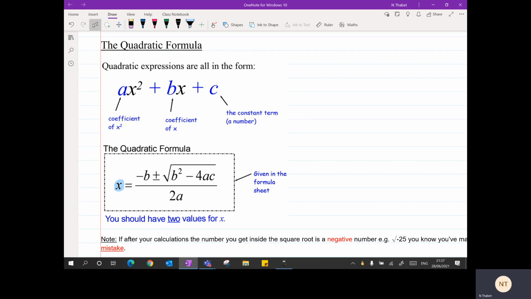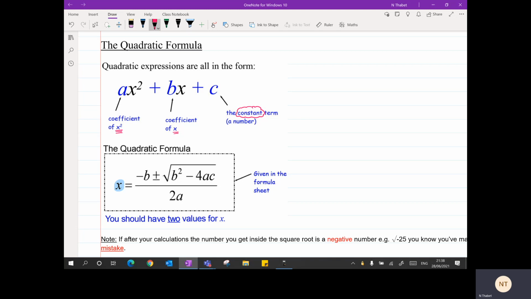The first thing you need to know is that quadratic formulas are in the form ax squared plus bx plus c. A stands for the coefficient of x squared. B is the coefficient of x, the number attached to x. And c is the constant term, which means it's a number that doesn't change. It's a number that doesn't change, therefore it is constant, it doesn't have a letter attached to it.